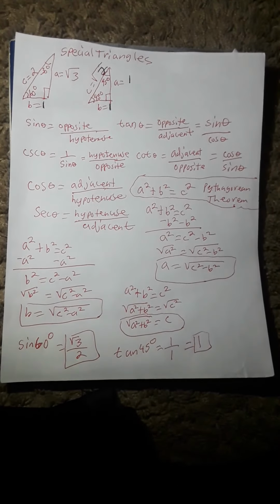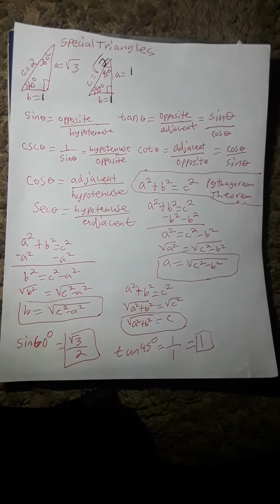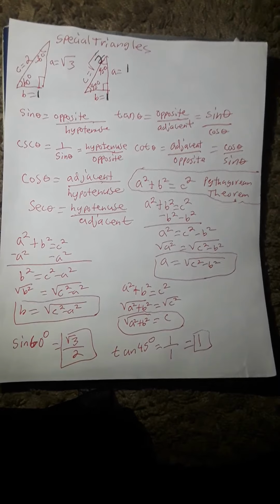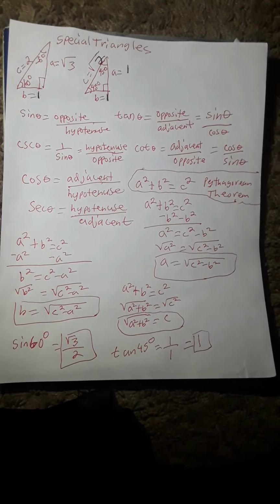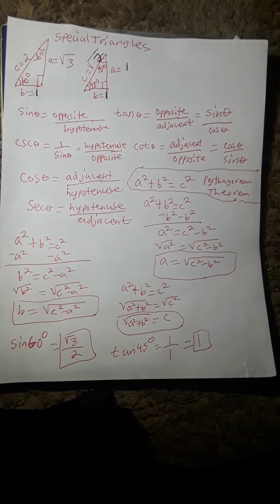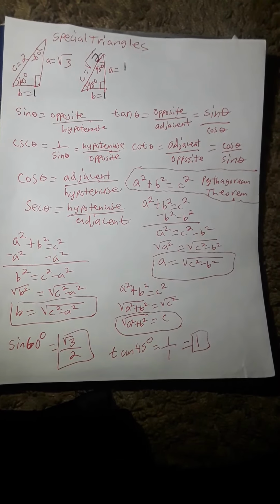Now let's scroll over to a squared plus b squared equals c squared, and this time we are going to solve for b. So we need to subtract a squared from both sides, and you get b squared is equal to c squared minus a squared. Then take the square root and you get b is equal to the square root of c squared minus a squared.